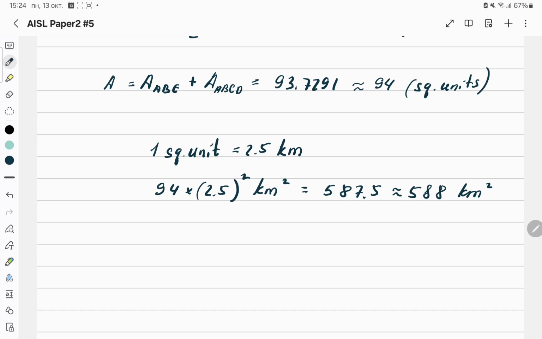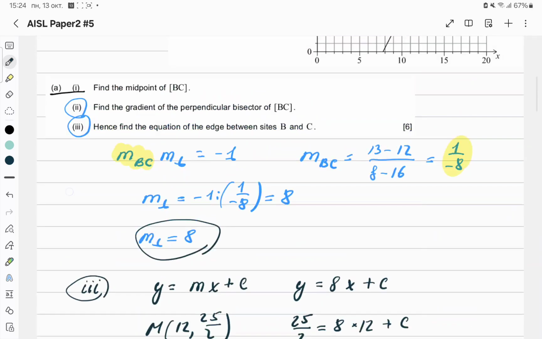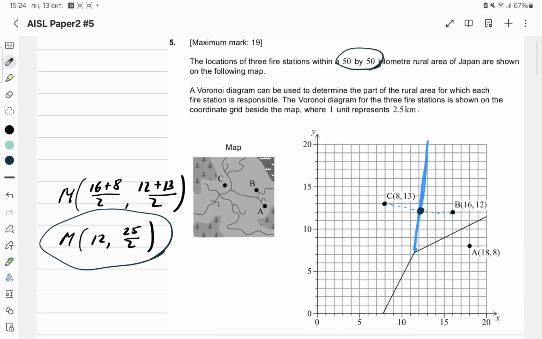So it was question number 5. You see it's 19 marks. It was a very last question. Doesn't mean that it is the most challenging question.